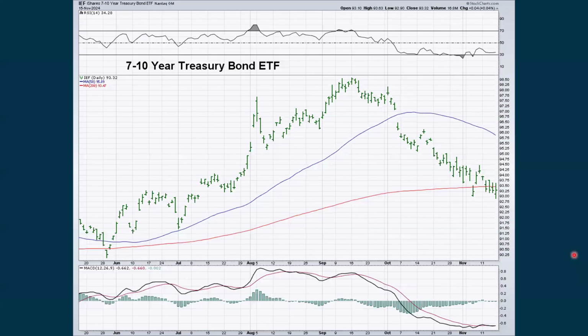This is the price of bonds, the 7 to 10-year bond ETF, which has been under pressure lately as interest rates have been going back up. You can see down here at the bottom, the MACD is pretty much flat, but we're still below 50 with the RSI. Now, if this goes up, that means interest rates are probably going down. There's not a pure relationship between this ETF and interest rates, but it's close enough to give us an idea what's happening.